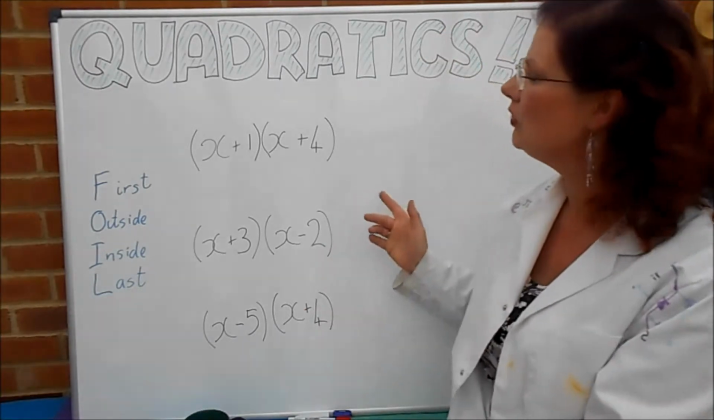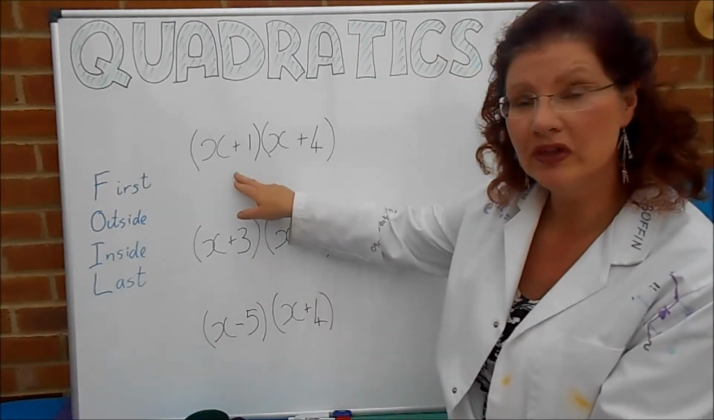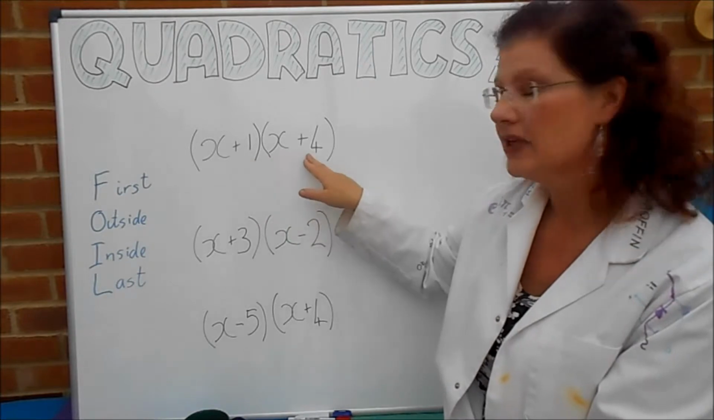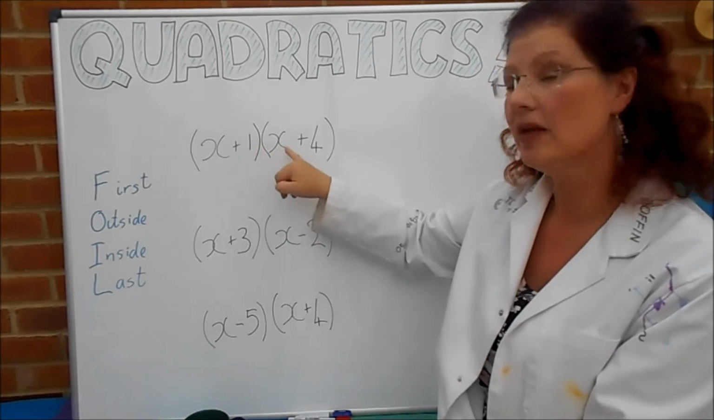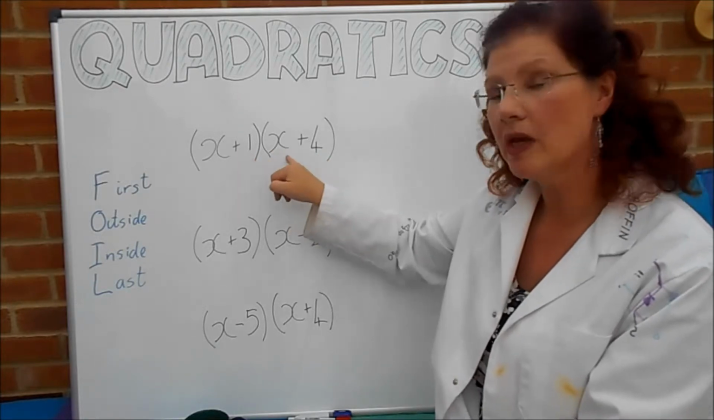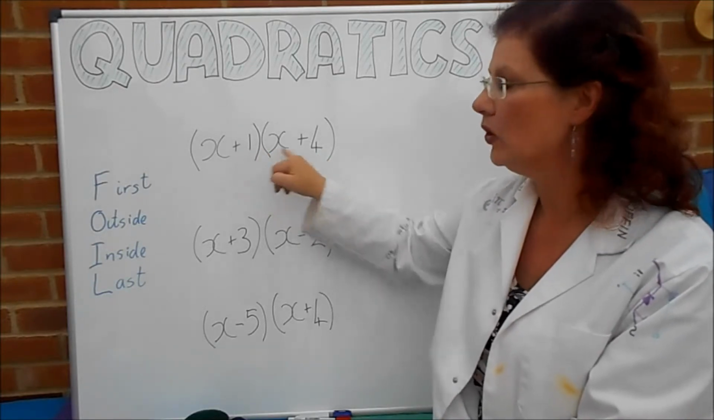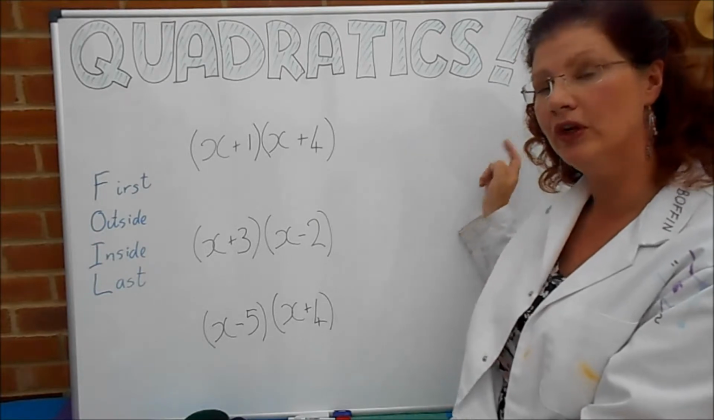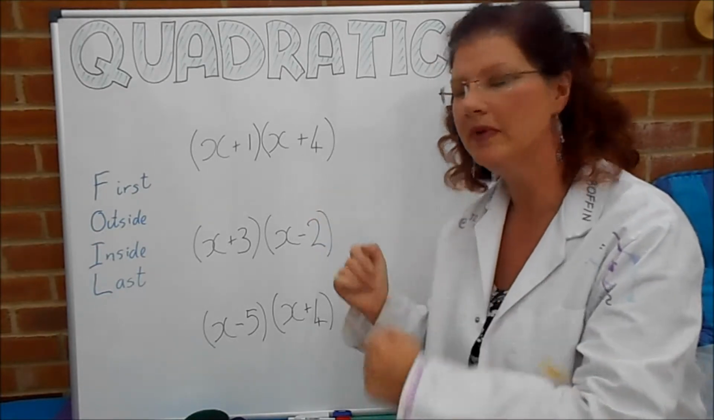Right, here are some for you to try. We've got a nice simple one at the top. x plus 1 times x plus 4. So you do the x times the x times the 4, they're the outside ones, the 1 times the x, they're the inside, and the 1 times the 4. So you should end up with 4 terms, the middle 2 of which will simplify.